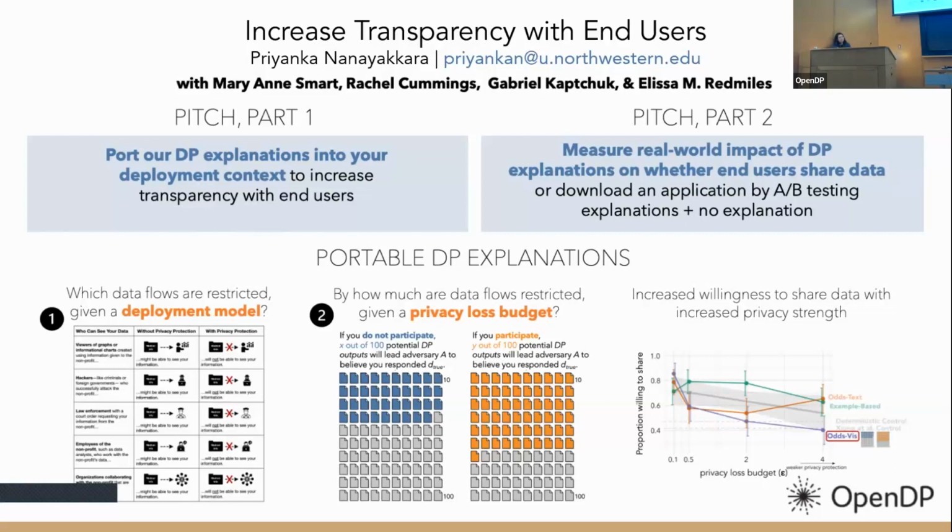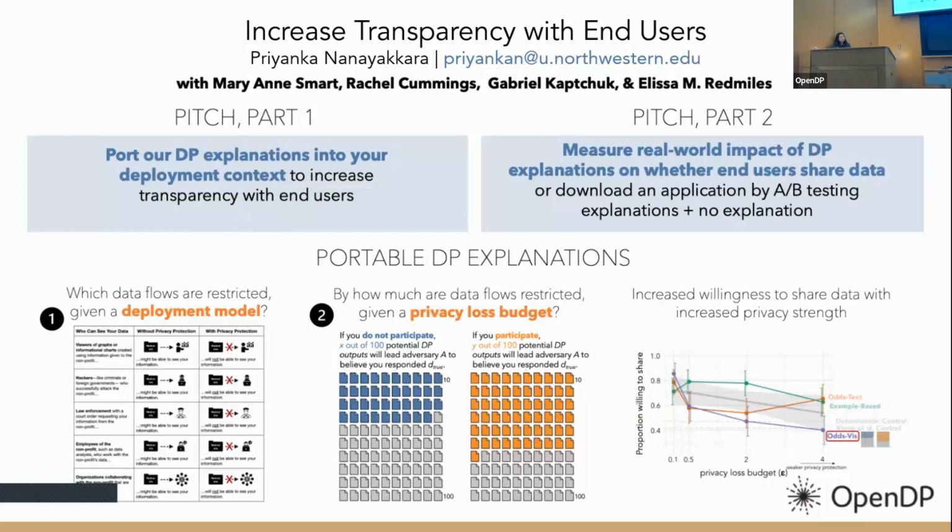So if you look at number 1, this is an approach that we took to explain implications of information flows that are restricted or permitted given a particular DP deployment model like local or central. So in this work, we tried different approaches like metaphors, diagrams, and privacy labels, which you see on screen. And we found that privacy labels were most effective in helping people understand which information flows are restricted.